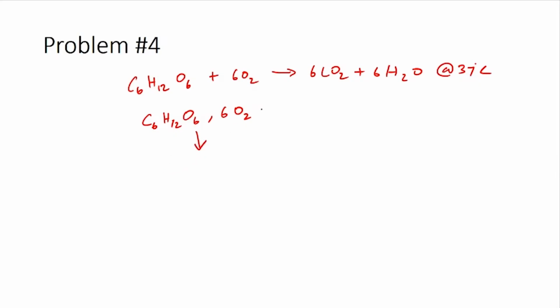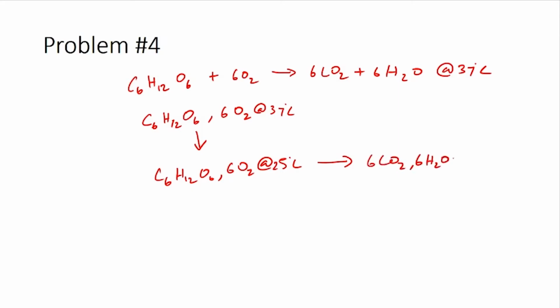being cooled. So, the reactants, which are at 37 degrees Celsius, are being cooled to reactants at 25 degrees Celsius. Here it is forming products, which would be 6 CO2 and 6 H2O, all at 25 degrees Celsius, and from here it is being heated to form the products at 37 degrees Celsius.